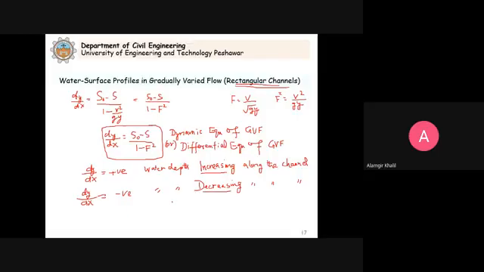When we solve the problems, we have 12 possible water surface profiles. This equation will tell us that the profile for any given condition is increasing or decreasing along the channel. So this equation represents the slope of water surface with respect to the bottom of the channel. This is an important equation.